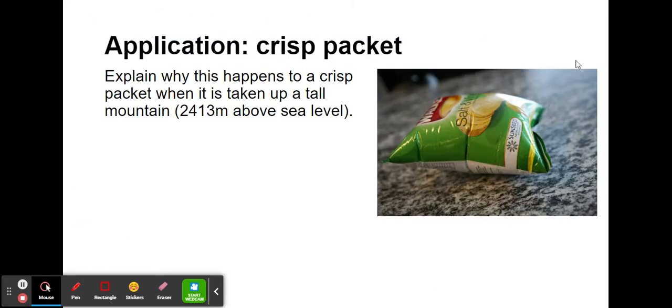Let's try and apply this to an example. Here we have a crisp packet. We need to explain why it has done this.